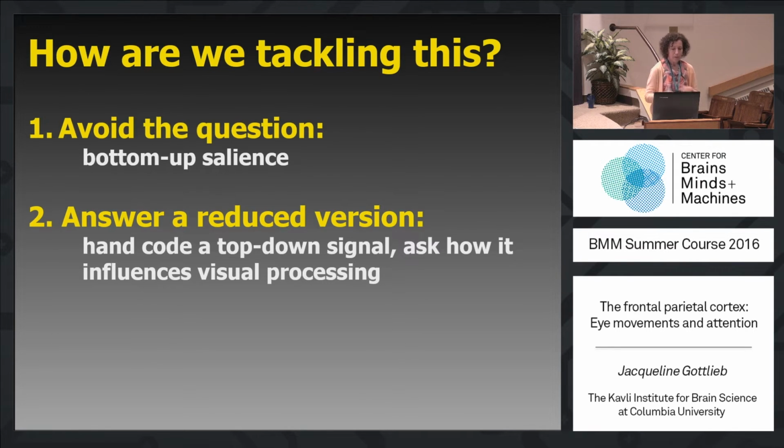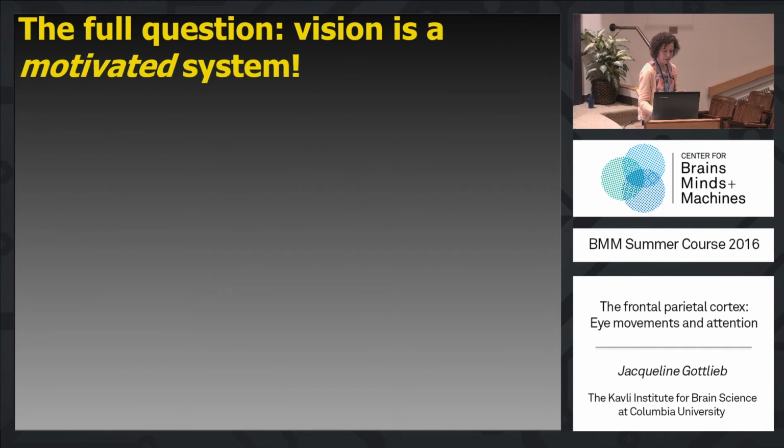The second way, which is a little better, and I think we heard some of it from Gabriel this morning, is to tackle a reduced version of the question. Assume that the top-down signal exists, hand-coded into the model, and then ask how it influences visual processing. For example, Gabriel said, assume that I know the properties of the hat, and then I bias my attention towards locations that look like the hat. And also assume that we have a feature-based biasing system that works through LIP and FEF. But still, we're not addressing the question, because we just hand-coded that top-down signal, and we haven't explained how it comes about.